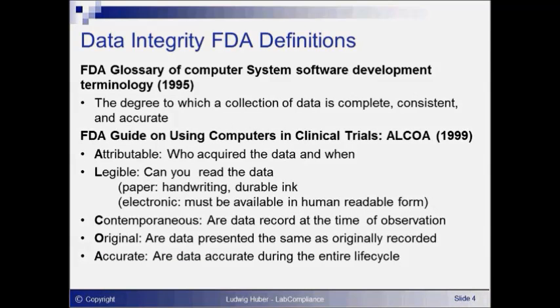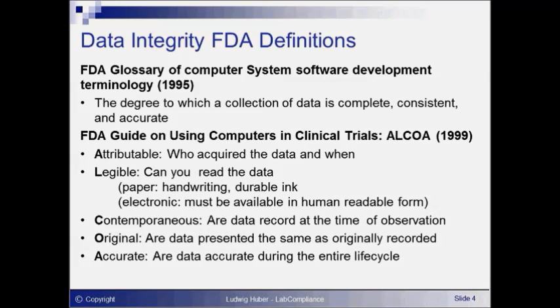FDA gave different definitions of data integrity. For example, FDA's Glossary defined data integrity very simply as the degree to which a collection of data is complete, consistent, and accurate. Then over time this was expanded in more detail. For example, a guide on using computers for clinical trials, which came out in 1999, used the term ALCOA for the first time, an abbreviation that has been used by FDA staff members and other speakers in conference presentations. I will go quickly through what they mean.